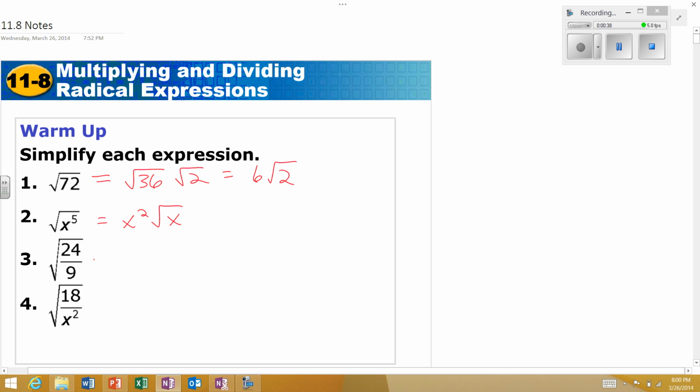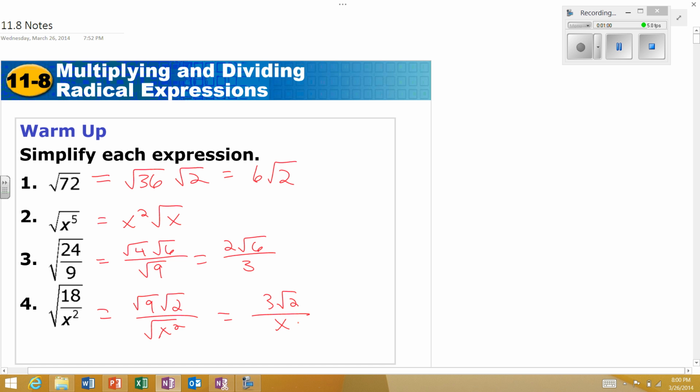For this 24, we can simplify it to radical 4 times radical 6 over radical 9. So then that becomes 2 radical 6 over 3. For my 18, I can simplify that to radical 9 radical 2, and then over x squared. So then I get 3 radical 2 over x.